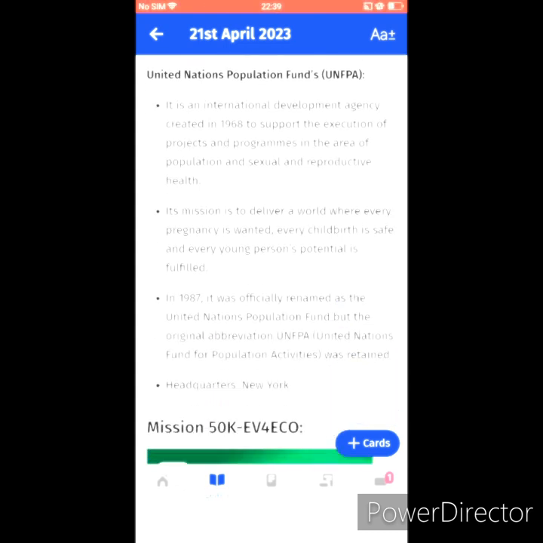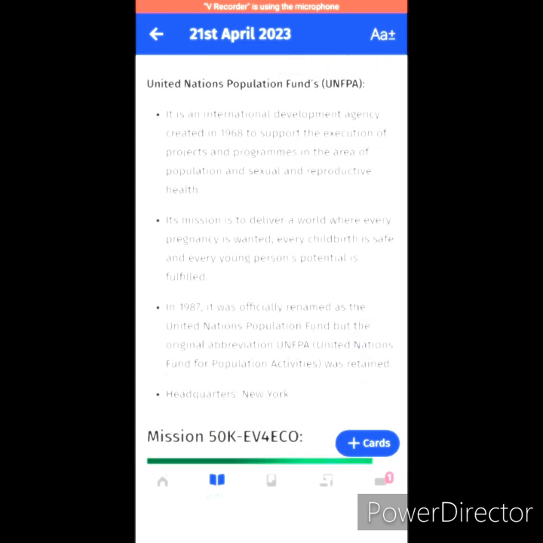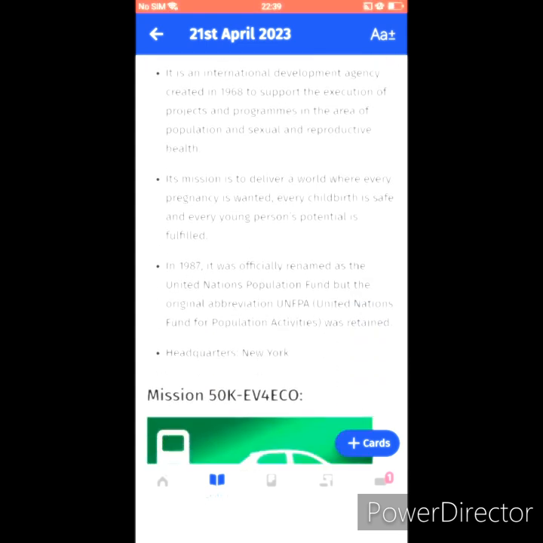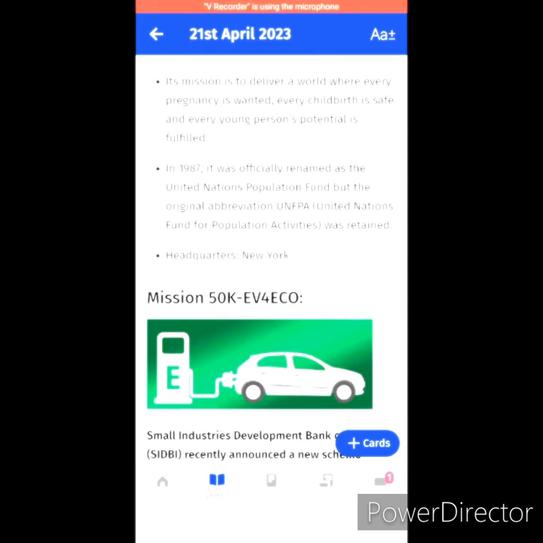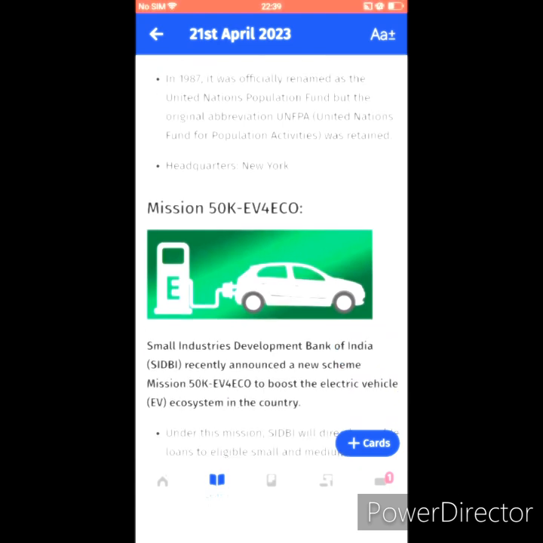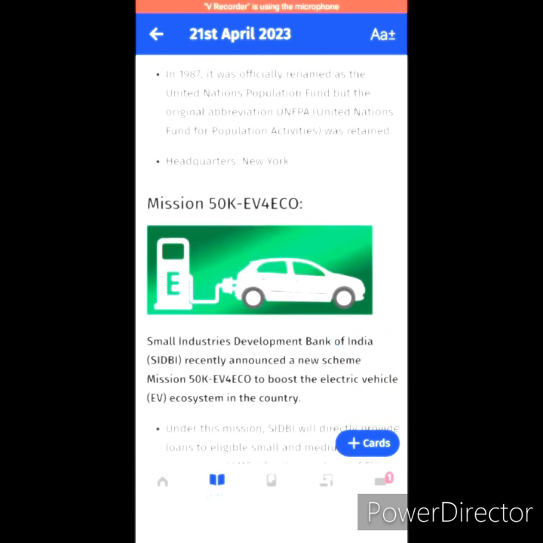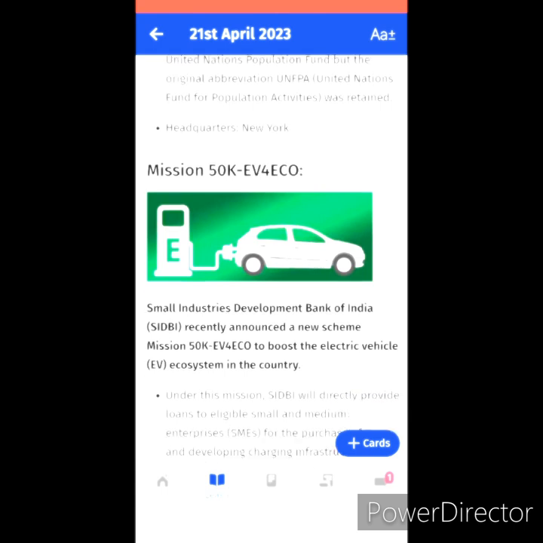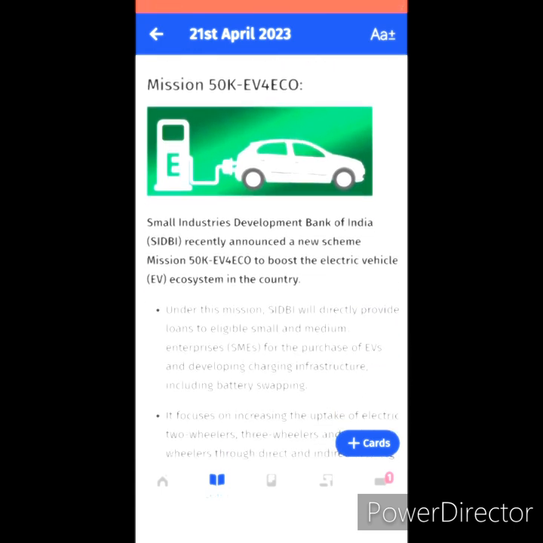United Nations Population Fund. It is an international development agency created in 1968 to support the execution of projects and programs in the area of population and sexual and reproductive health. Its mission is to deliver a world where every pregnancy is wanted, every childbirth is safe, and every young person's potential is fulfilled. In 1987, it was officially renamed the United Nations Population Fund, but the original abbreviation, United Nations Fund for Population Activities, was retained. Headquarters is New York.